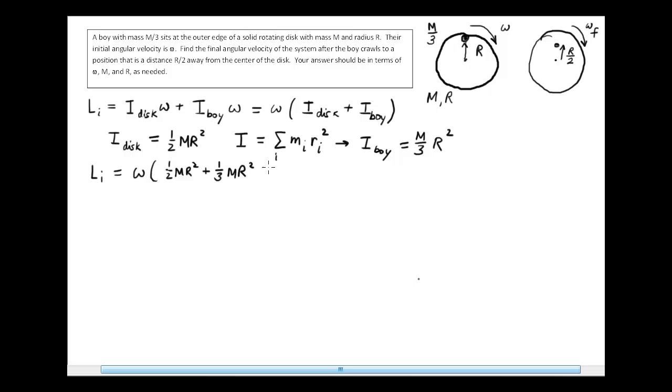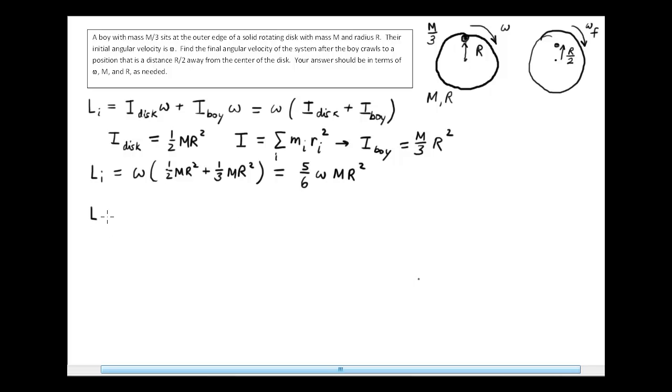And if we express those two over a common denominator, 1/2 is 3/6, 1/3 is 2/6, and so we get 5/6 omega m r squared. So that's L initial.